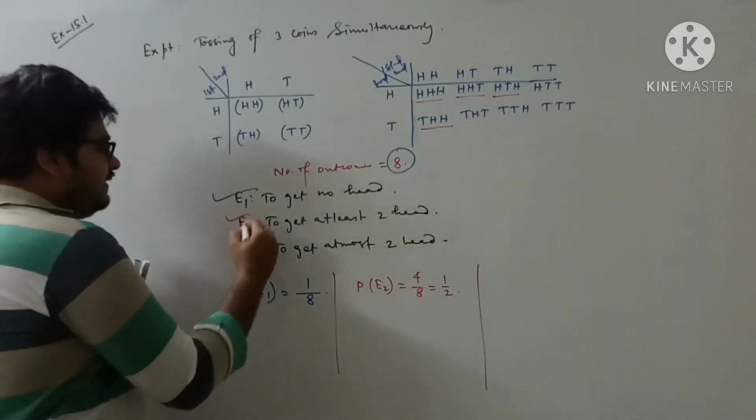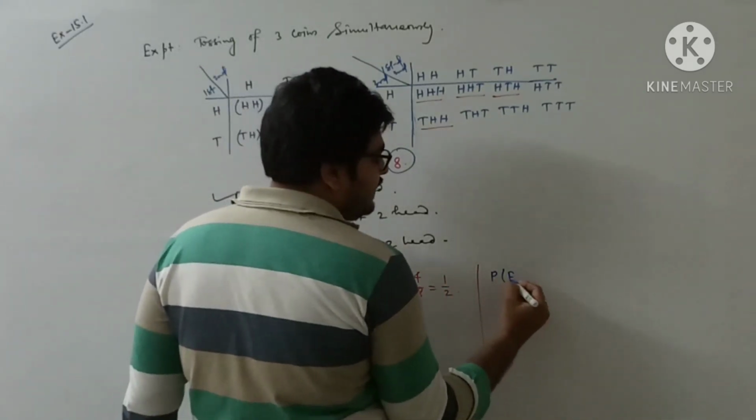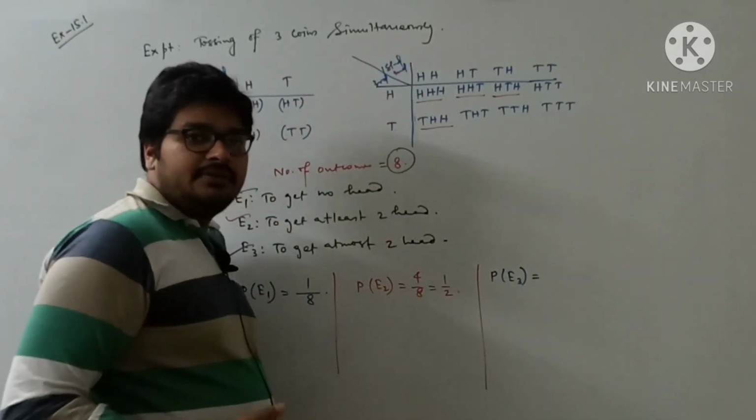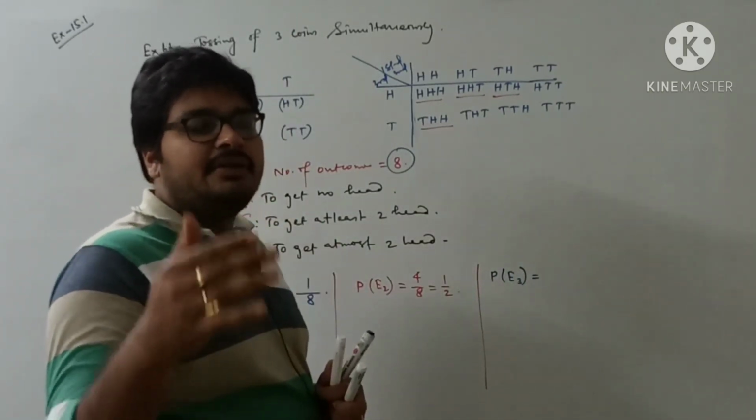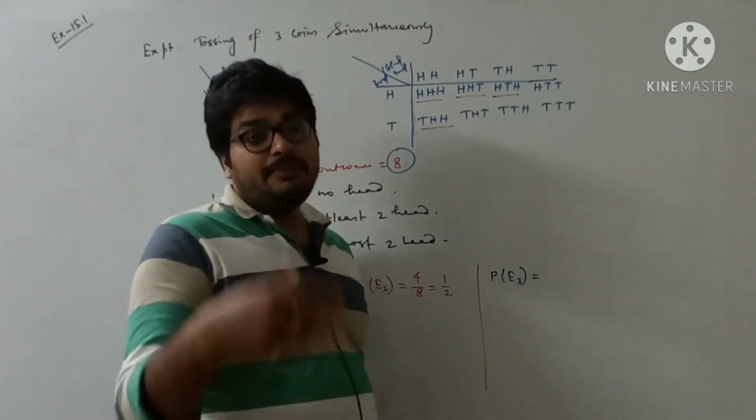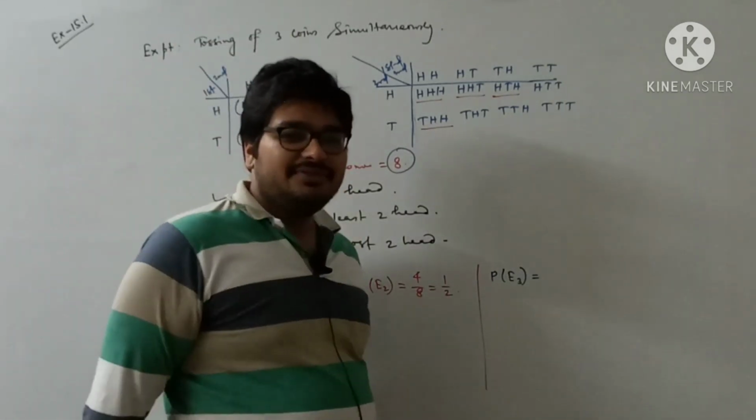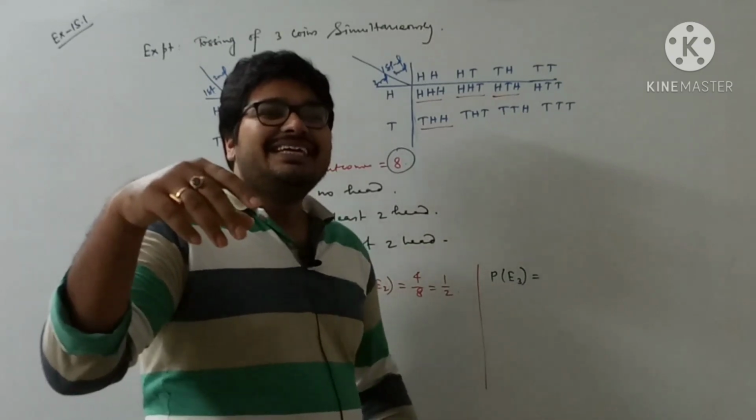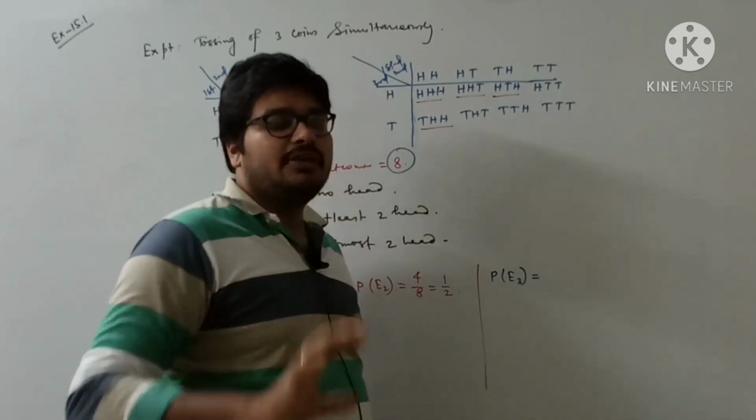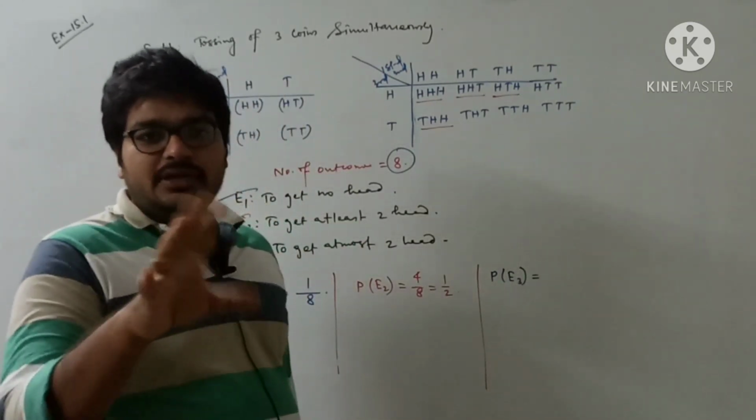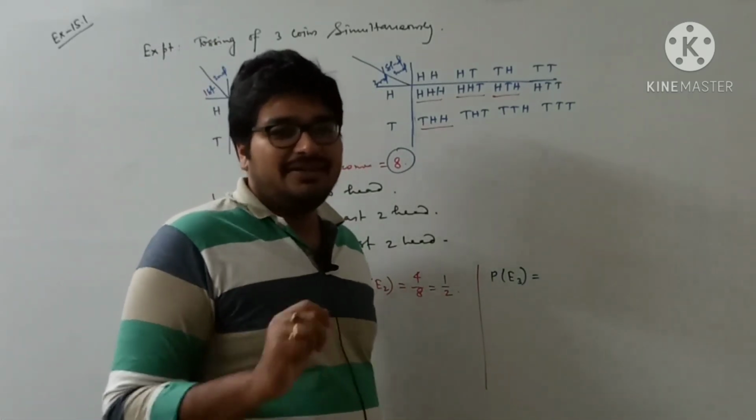Next, event 3: to get at most 2 heads. At most means maximum. Maximum 2 heads. You cannot go more than 2. You have to take less than 2 or 2. Suppose I have told you that you can eat at most 2 rasgulla. That means more than 2 rasgulla you cannot eat.